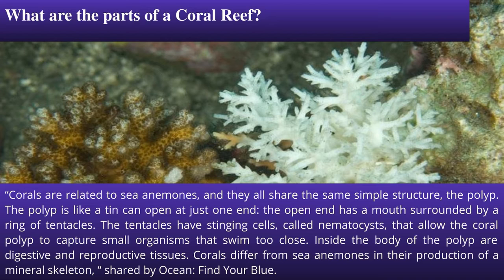What are the parts of a coral reef? Coral reefs are related to sea anemones, and they all share the same simple structure, the polyp. The polyp is like a tin can open at just one end. The open end has a mouth surrounded by a ring of tentacles. The tentacles have stinging cells called nematocysts that allow the coral polyp to capture small organisms that swim too close. Inside the body of the polyp are digestive and reproductive tissues. Coral differ from sea anemones in their production of a mineral skeleton, shared by Ocean Finder.